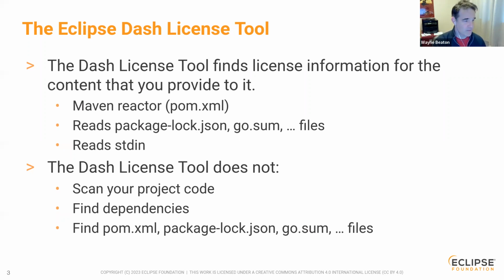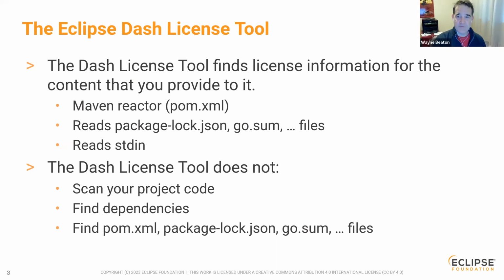So you can feed the Dash license tool a POM file, and there's a Maven plugin or Maven Mojo that knows how to turn a POM file or collection of POM files, a Maven build, into a list of dependencies, and then from there determine the license information. The command line tool doesn't actually scan your code. It doesn't look for dependencies. It knows what you tell it.